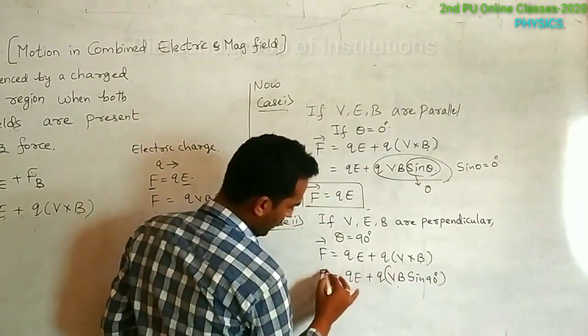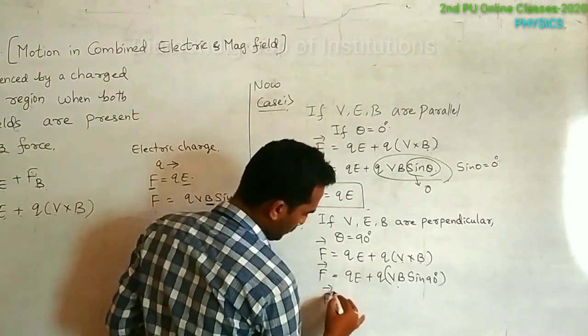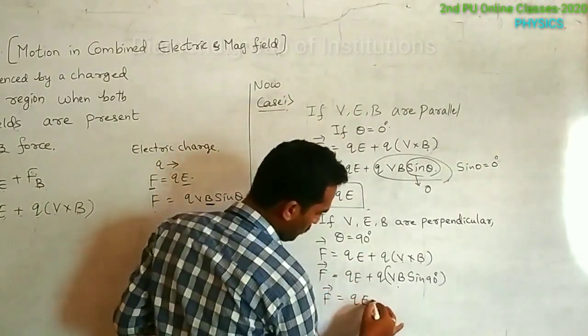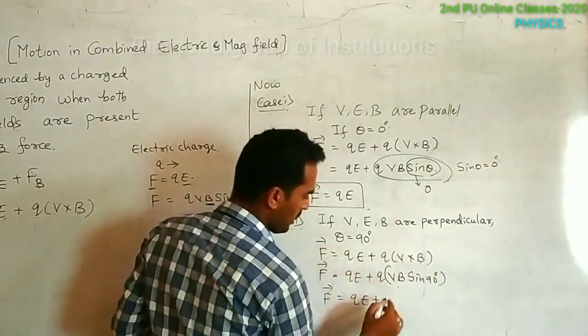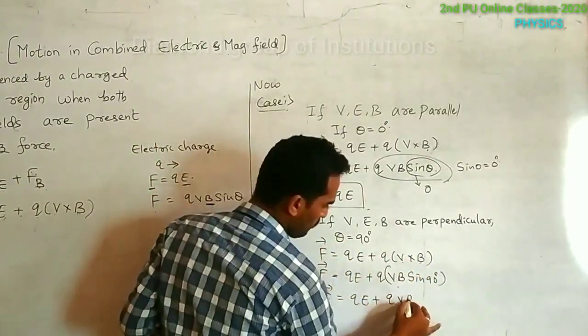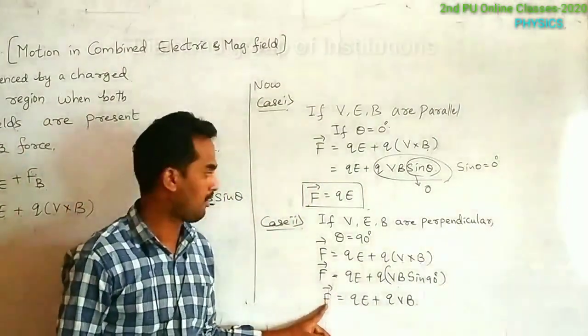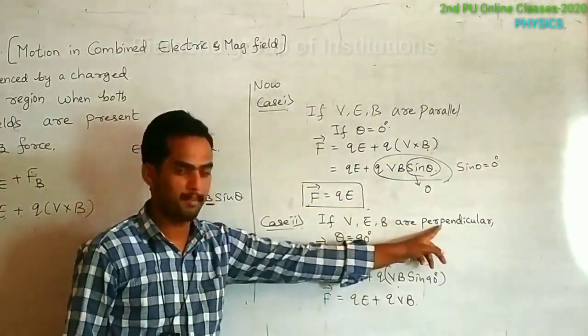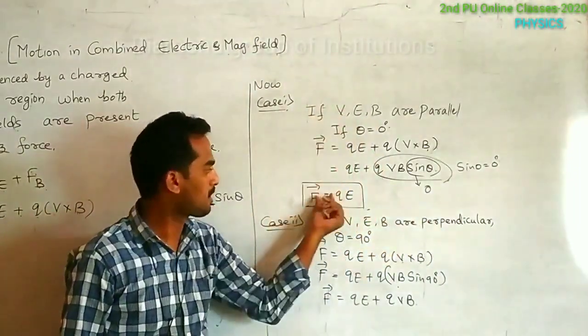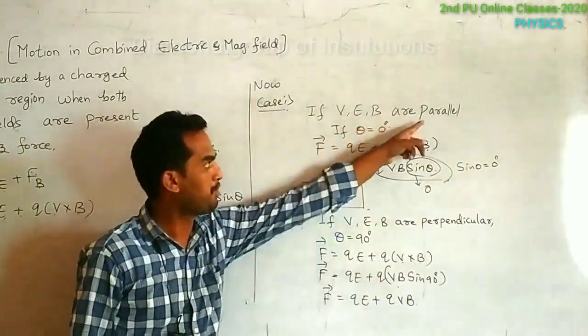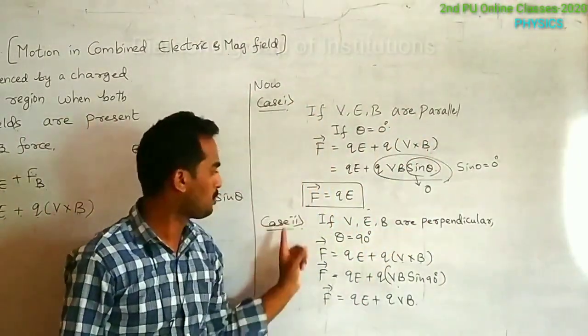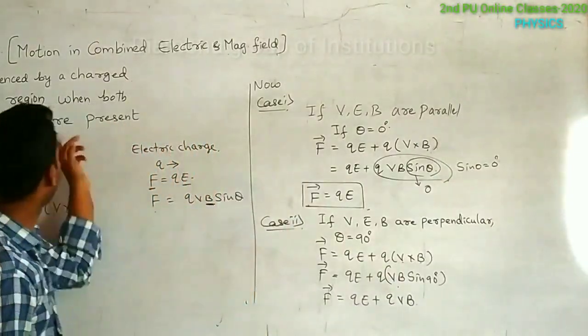So what is the final equation now? F equals Q into E plus sin 90 becomes 1. You can say that Q into V B. So this is the total force when V, E, B are perpendicular, whereas this is the total force when V, E, B are parallel. So these are the two special cases regarding the Lorentz force.